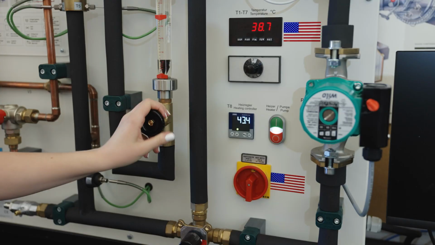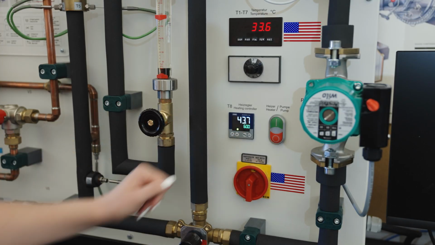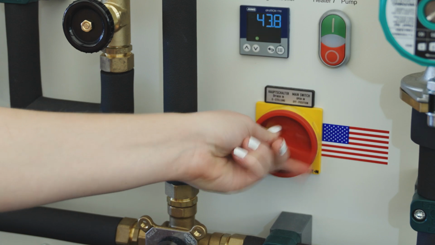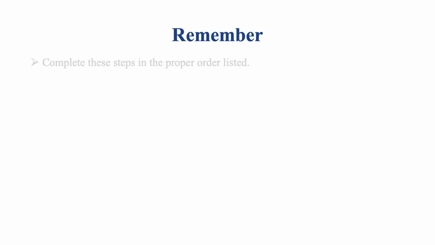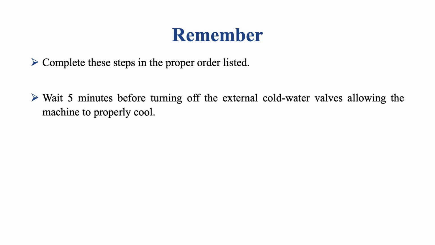The data recording portion of the lab experiment is now complete, and machine shutoff can begin. Turn off the hot water valve. Using the red and green switch, turn off the heater and the pump. Turn off the main switch. Be sure to complete these steps in the proper order listed. Wait 5 minutes before turning off the external cold water valves, allowing the machine to properly cool.